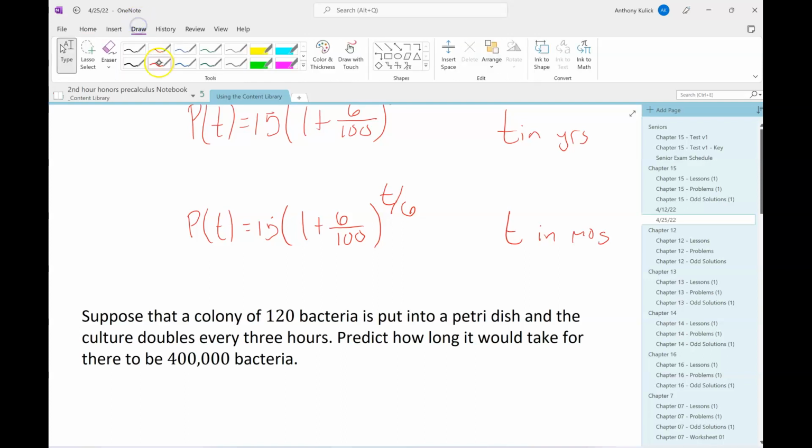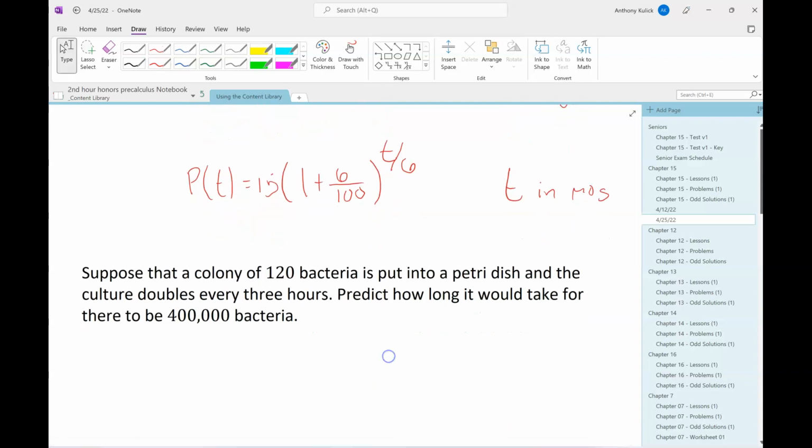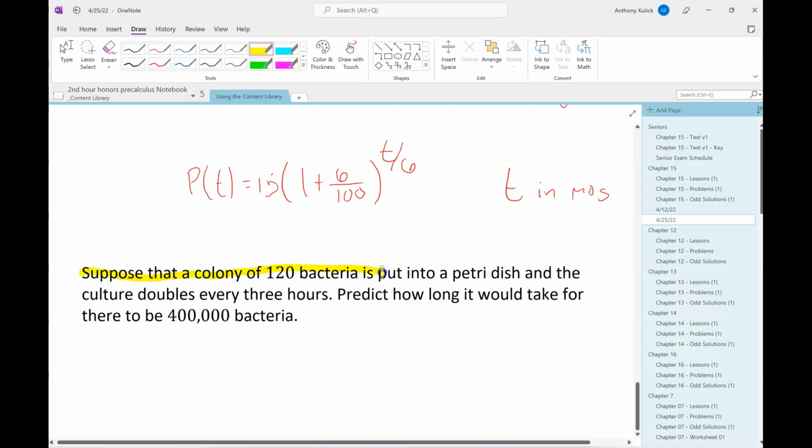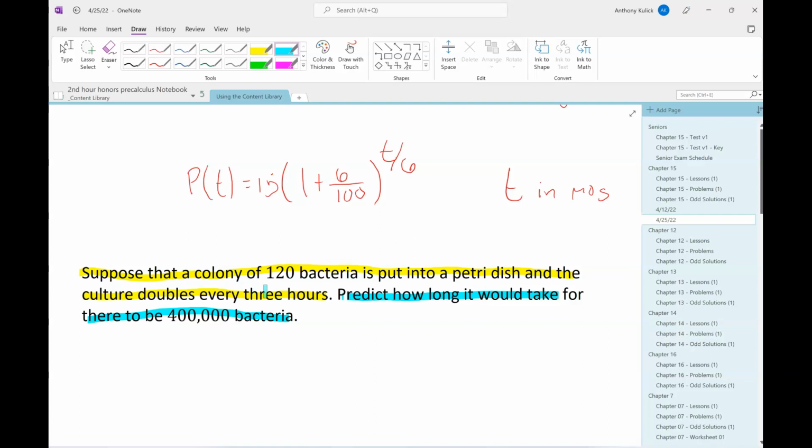Suppose a colony of 120 bacteria is put into a petri dish and the culture doubles every 3 hours. Predict how long it would take for there to be 400,000 bacteria. When I read a question like this, it's really 2 parts. The first part is writing a model, and the second part is solving that model for some specific situation. Does everybody feel that when you read it?